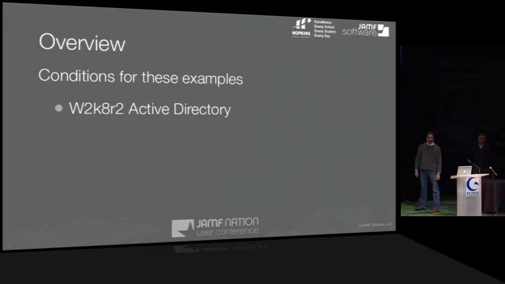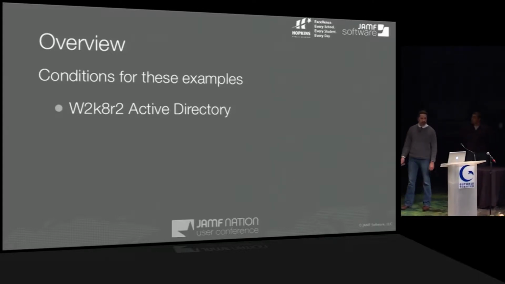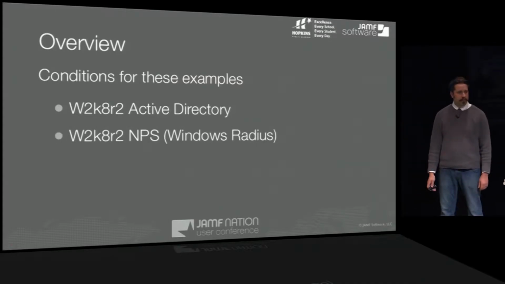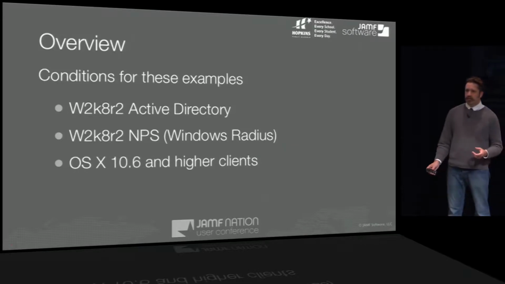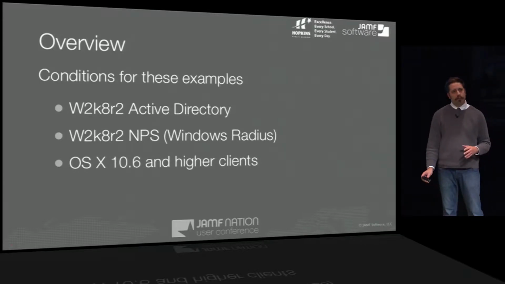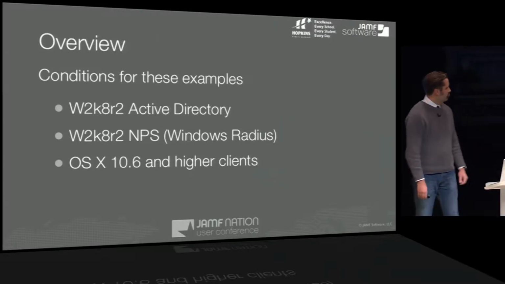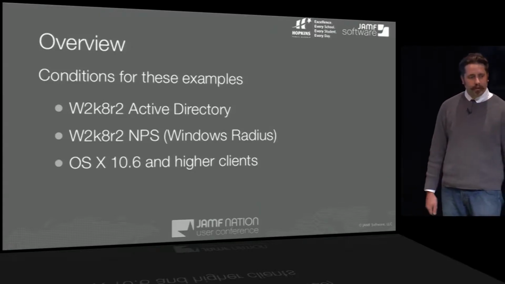So the conditions for our environment: we're using Active Directory, Windows 2008 R2. We've got a 2008 R2 network policy server, or Radius, Windows Radius. And we have 10.6 or higher clients. This will also work with 10.5, 10.4 clients. It's a little bit different. With 10.4, we couldn't push the policy to, right? There was a little more manual configuration with 10.4.